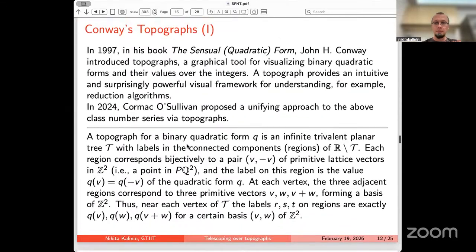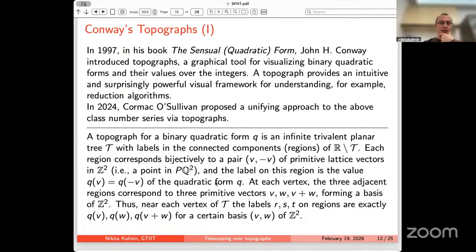Okay, now let me define topographs. First in words, then I will draw pictures. The topograph for a binary quadratic form is an infinite planar tree with labels. So we label everything. First we label regions, in the complement, and each region corresponds to one primitive vector up to sign. So we don't distinguish v and minus v, and then we also label this region by the value of the quadratic form, because it's the same for v and minus v, so it's well defined.